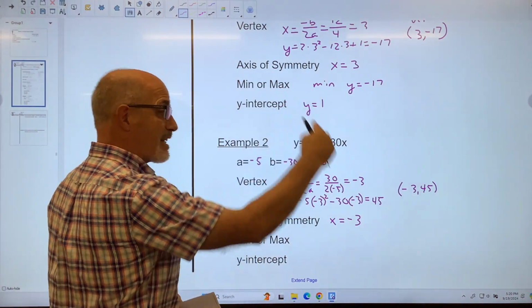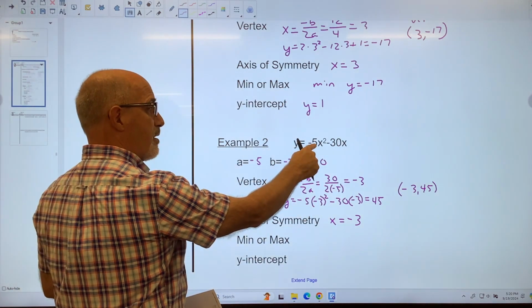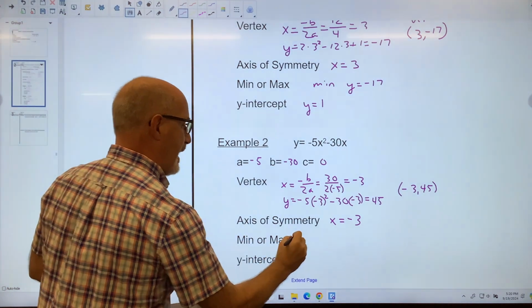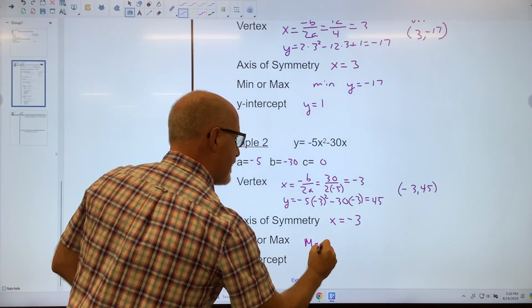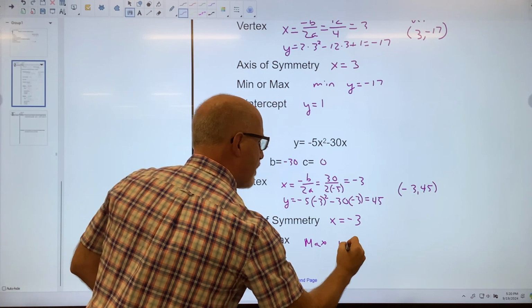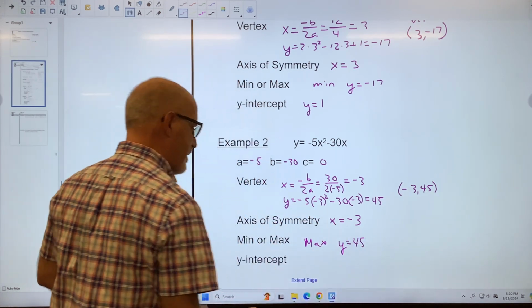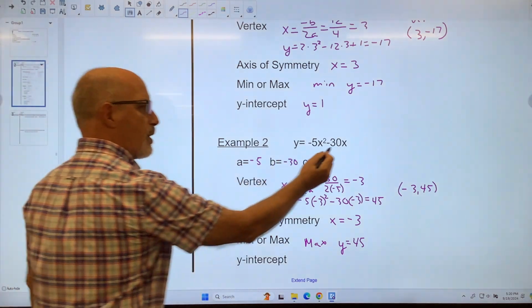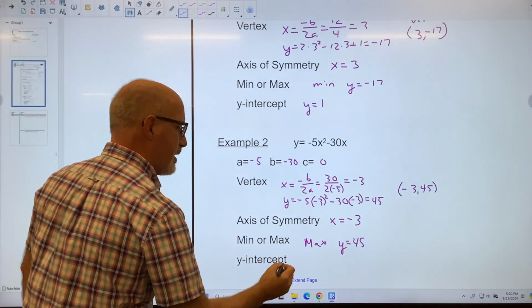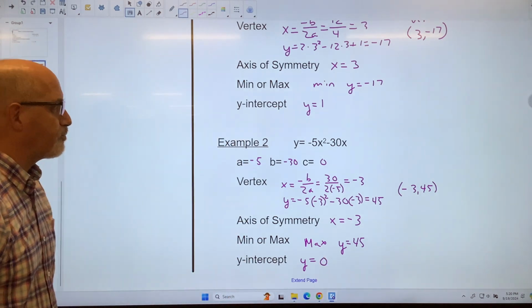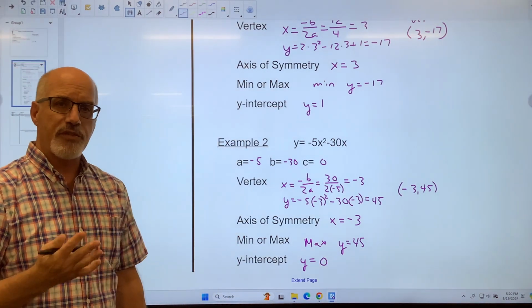It's going to be a maximum because it opens down with a negative first coefficient, that a. So a max, and the max or min is always the y value at the vertex, so y equals 45 is my max. And then my y-intercept is whatever the c is out here, so my y-intercept will be y equals 0 for that. So that's an example of just doing the numbers.